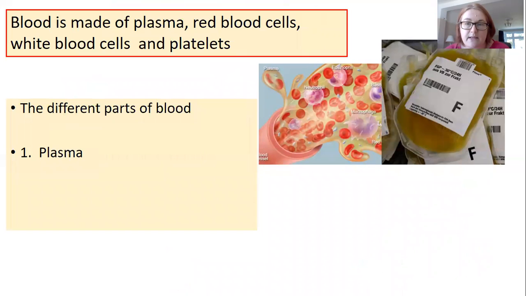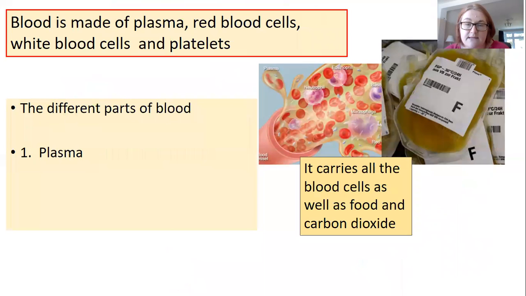So number 1, the plasma, and there's a picture of some plasma there, that yellowy straw coloured liquid. Inside the plasma it carries all your blood cells. It also carries any dissolved food that's been transported around your body, and carbon dioxide is carried in the plasma.